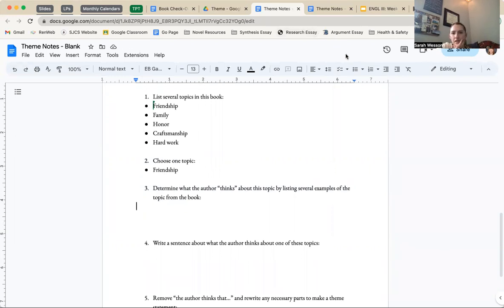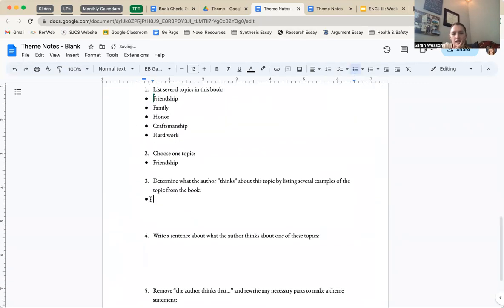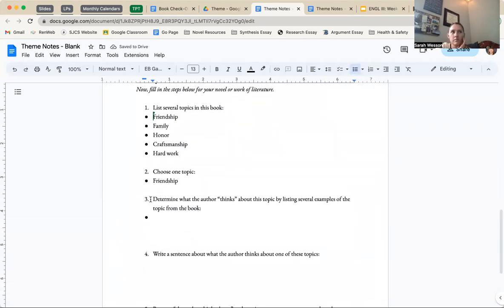Okay, now we're going to list several examples of friendship from the book. And then we're going to take a minute and look at them with a bird's eye view and ask ourselves, what could Linda Sue Park, the author, possibly be saying about friendship based on the examples of it that she provided? All right. So first obvious friendship is between which two characters?